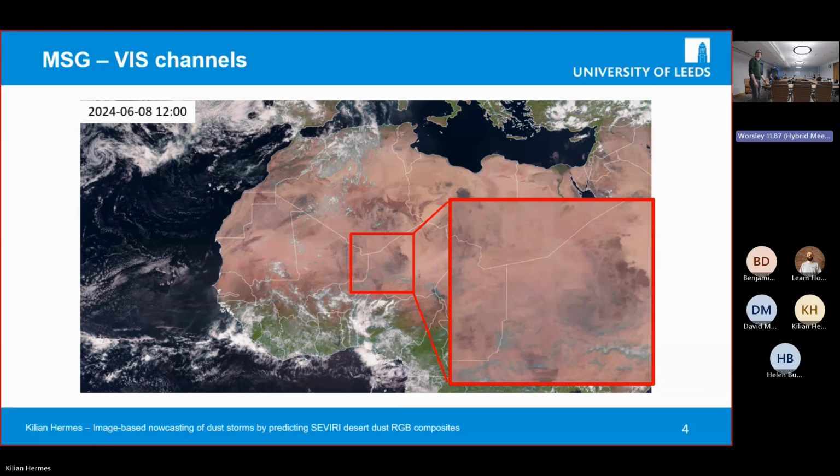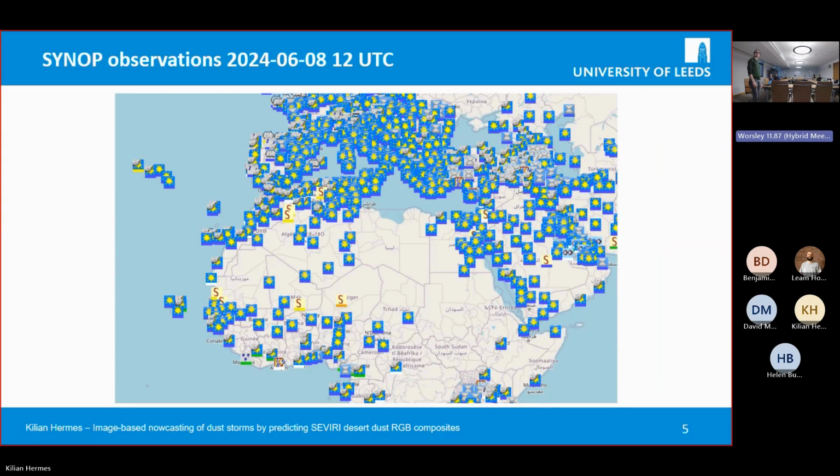You might ask, why do we look at satellite data? Why don't we use station observations? Well, this is for the same date, so it's the 8th of June this year. And all these little boxes are symbols for the observed weather over the specific location.